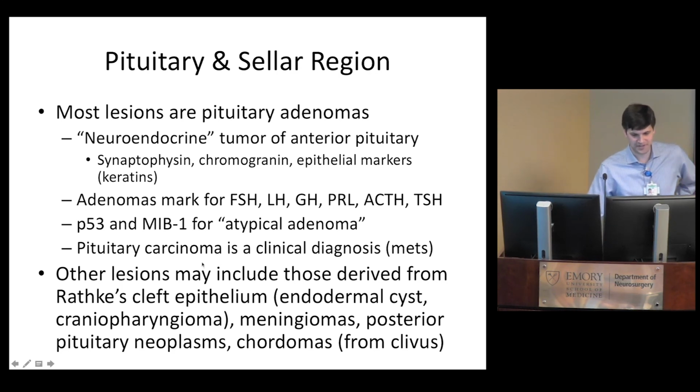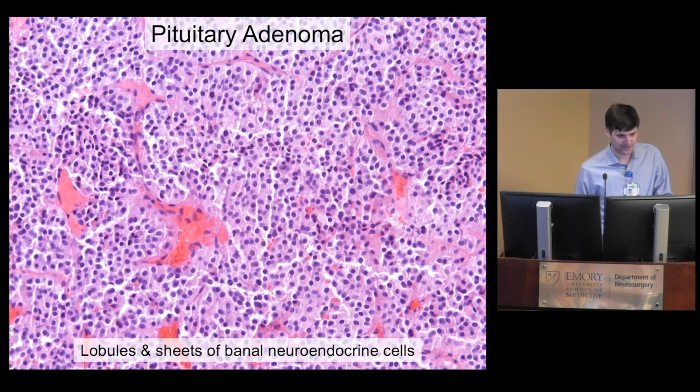Other lesions in this area may include those derived from the Rathke's cleft. You've got a lot of things in the sellar region, right? So you've got Rathke's cleft, so that could be endodermal cysts or craniopharyngiomas that could arise from that. Meningiomas, you've got dural coverings over the sella. Posterior pituitary neoplasms, and then chordomas may arise from the clivus and appear as a sellar region mass.